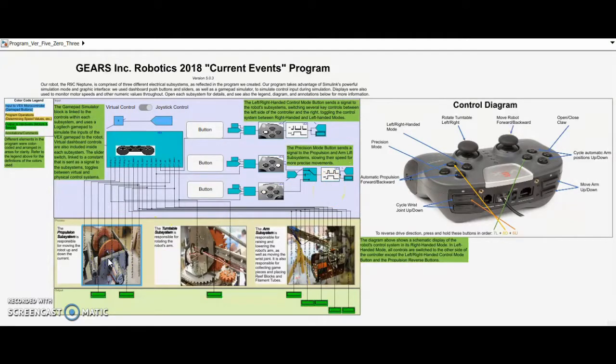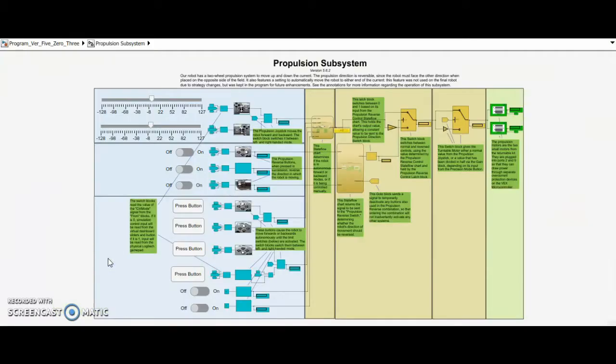Our robot is made up of three subsystems. The first is the Propulsion subsystem, which uses a joystick to control the motors powering our robot's two wheels. This switch block reduces the speed in half if the precision mode is activated. We also added a function to reverse the direction of the robot's movement.